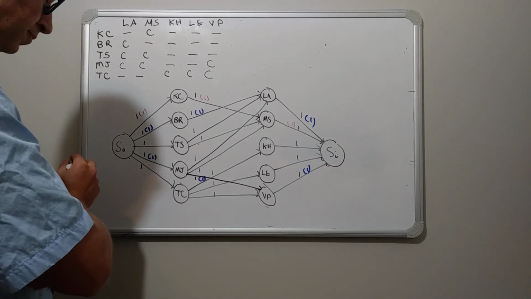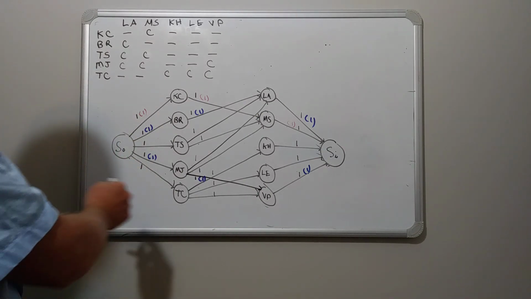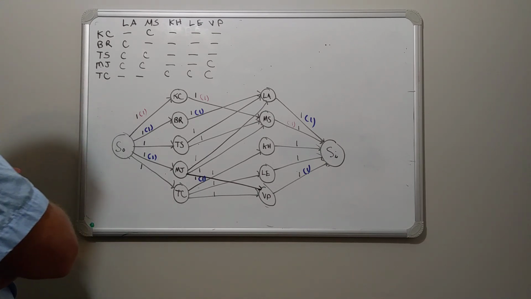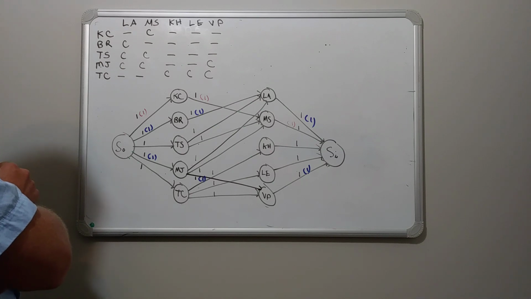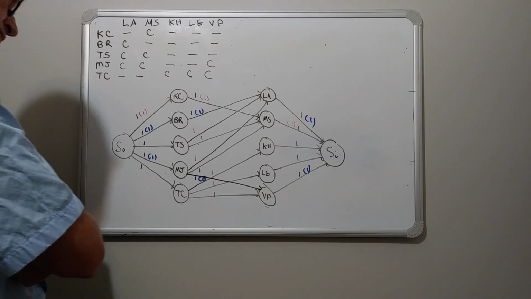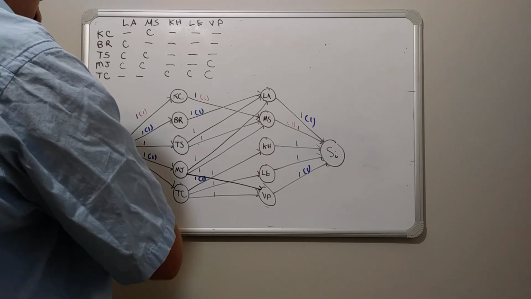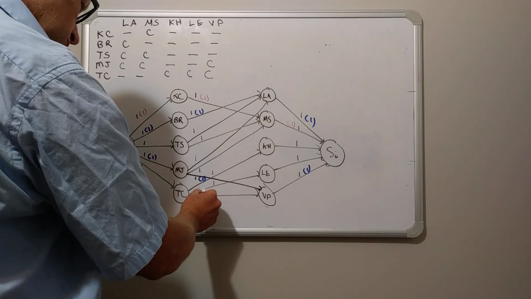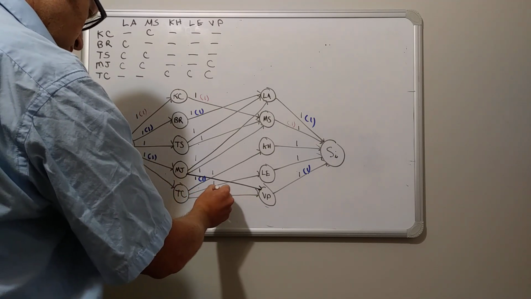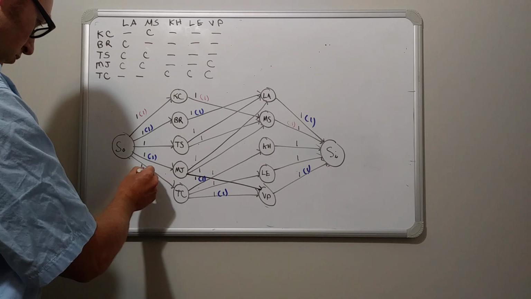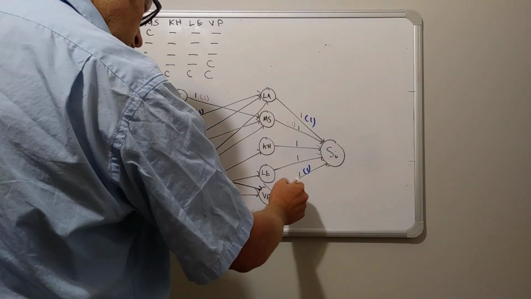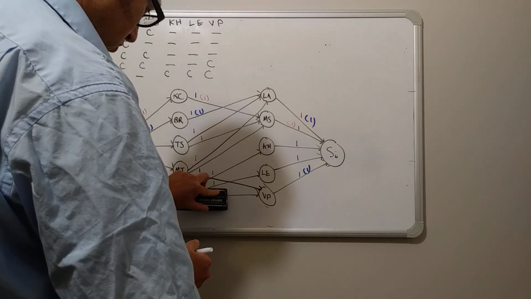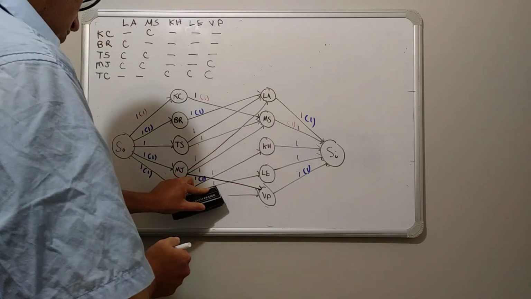Okay. And TC, looks like TC can go to KH or LE. So let's go to LE. Let's go to VP. All right. Oh, I already got VP, sorry. VP is already taken. So let's match up with LE.